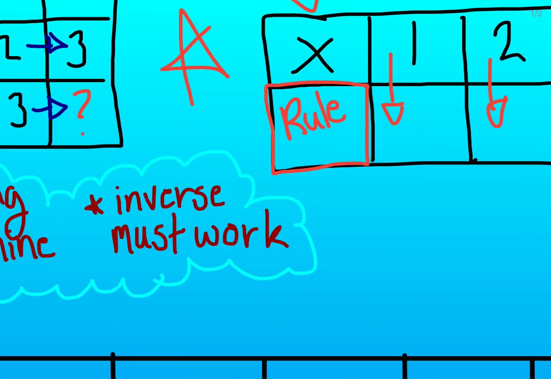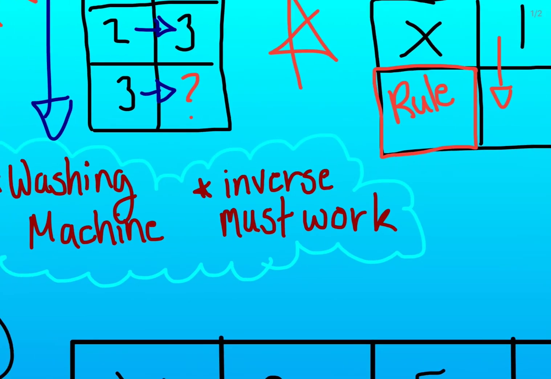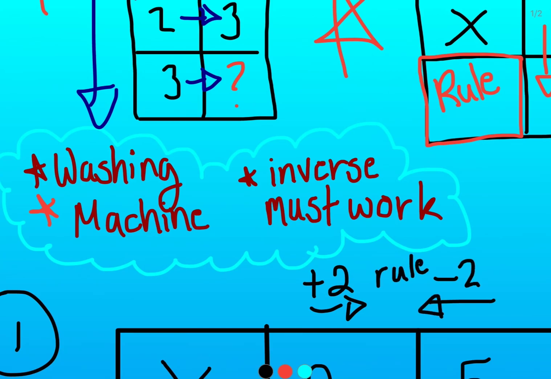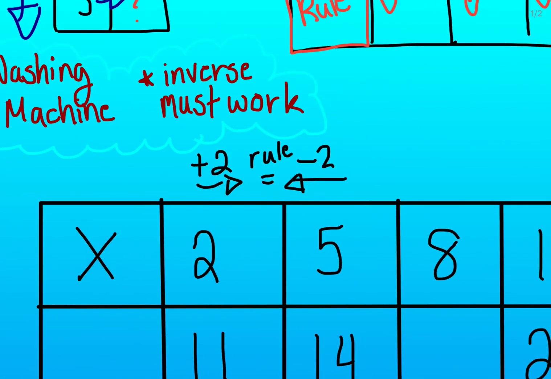Now, here are a couple of things that I like to talk to my students about. Imagine that it's set up like a washing machine. You're going to understand that a little bit more in a second. And the inverse must work, which means if you are adding by 2 one way, you need to be able to subtract 2 the other way, and the rule still works. And let's apply that to this first function table.